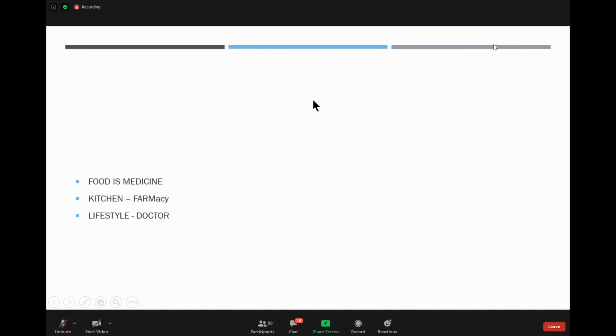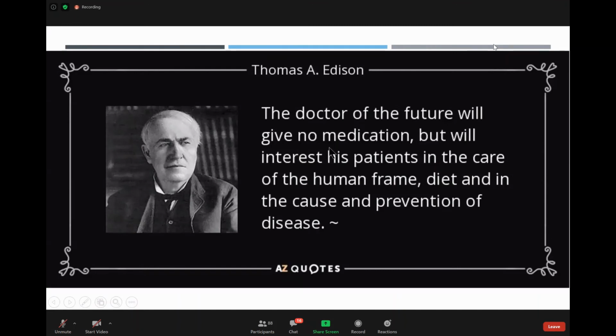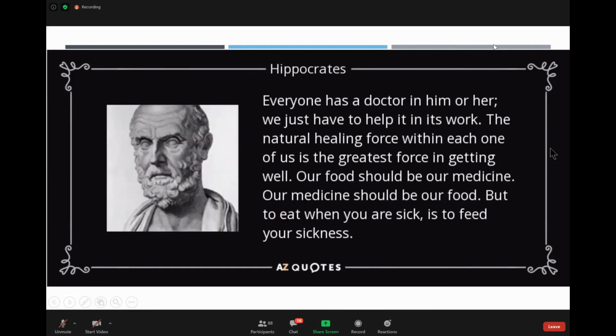Sabi nga po ni Thomas Edison, the doctor of the future will give no medication, but will interest his patients in the care of the human frame, diet, and in the cause and prevention of disease. And then sabi po ni Hippocrates, the father of modern day medicine, everyone has a doctor in him or her. We just have to help it in its work. The natural healing force within each one of us is the greatest force in getting well. Our food should be our medicine. Our medicine should be our food. But to eat when you're sick is to feed your sickness. So dyan po pumapasok ang ating intermittent fasting. And that is another topic for everyone.